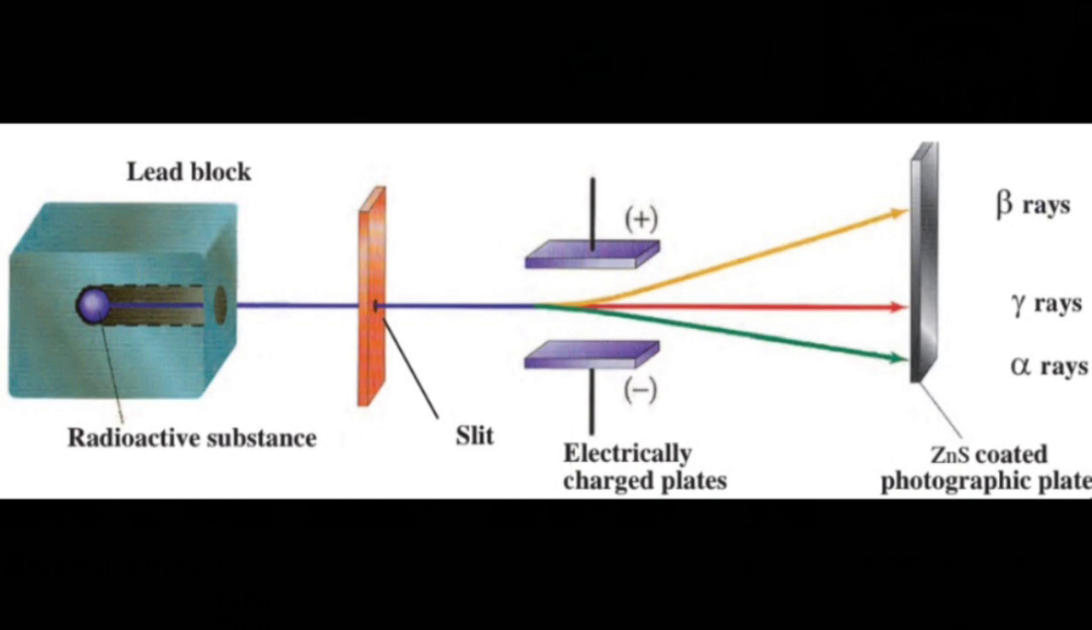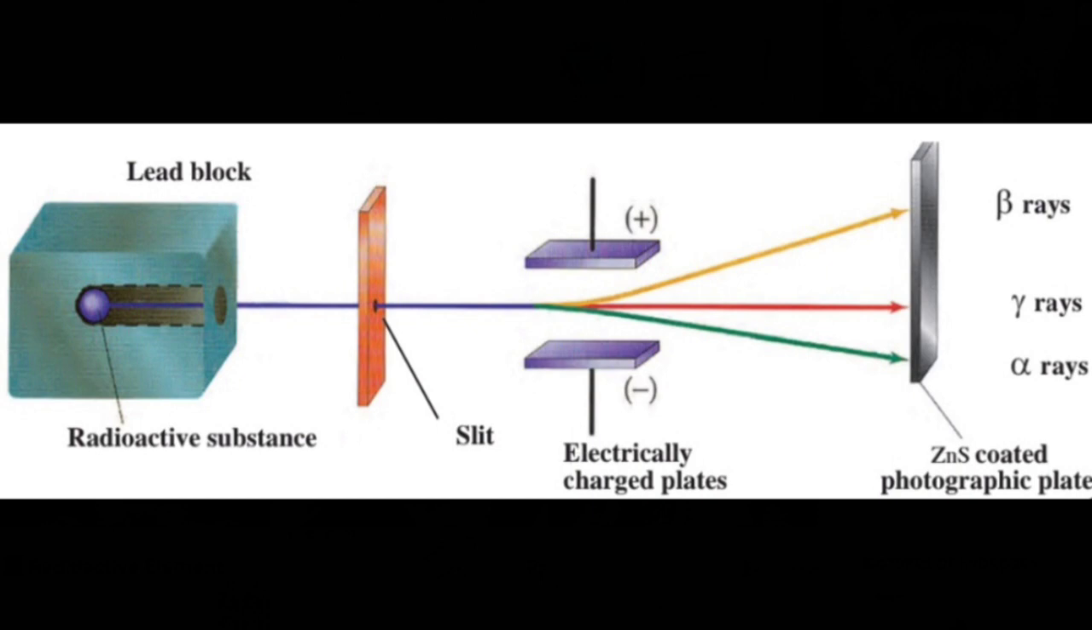The rays shown in yellow migrated towards the positively charged plate, so definitely they are carrying the opposite charge, that is negative, and the alpha rays towards the negative plate. It means the alpha rays are positively charged, that's why they got attracted towards the negatively charged plate.